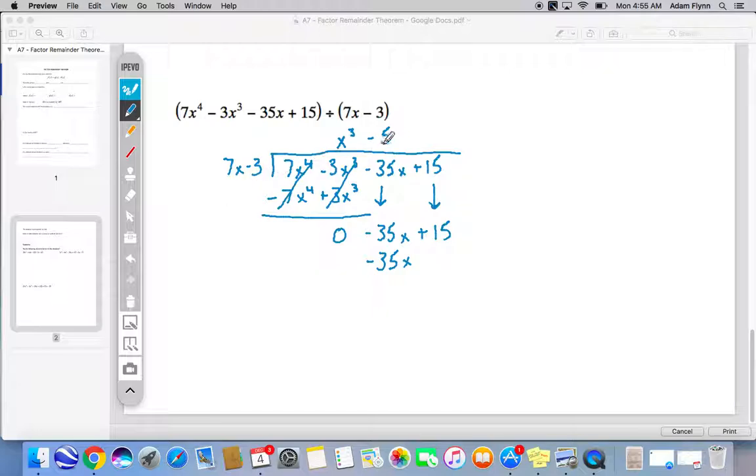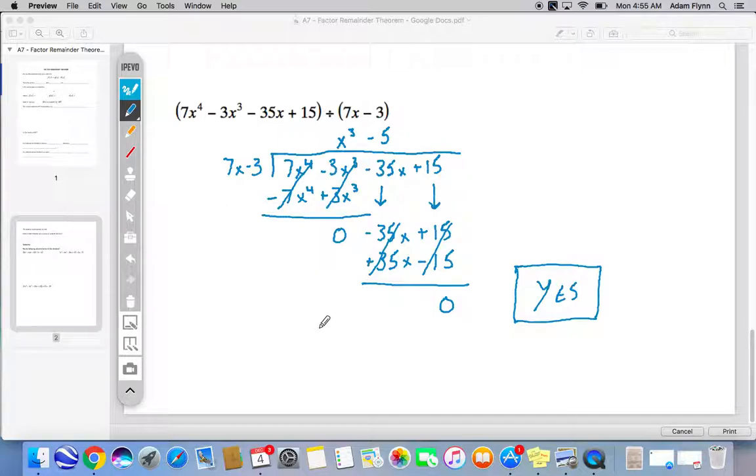And negative 3 times negative 5 is positive 15. I have to switch my signs. So when I do that, those cancel, the 15s cancel, so I get a remainder of 0. Okay? So I know that yes, 7x minus 3 is a factor of 7x to the 4th minus 3x cubed minus 35x plus 15.